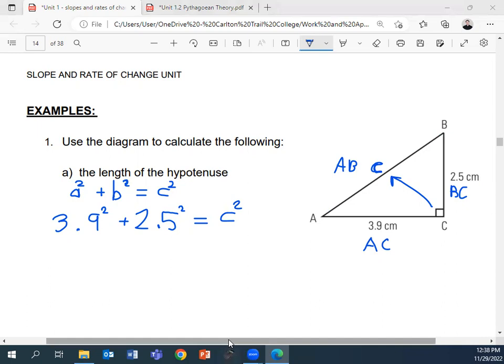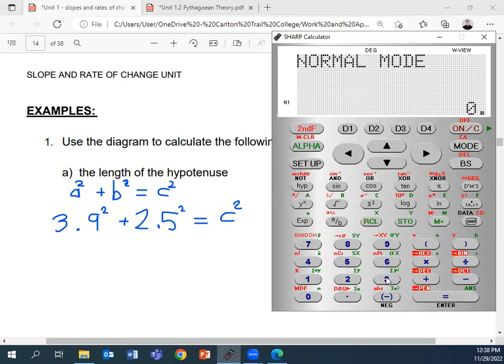Now, a common mistake a lot of people make, I'm going to show you 2 of them. Two common mistakes people make here. Common mistake number 1, they forget about the square. They just take the 3.9 plus the 2.5. That's common mistake 1.